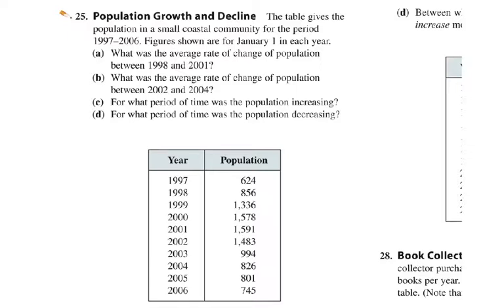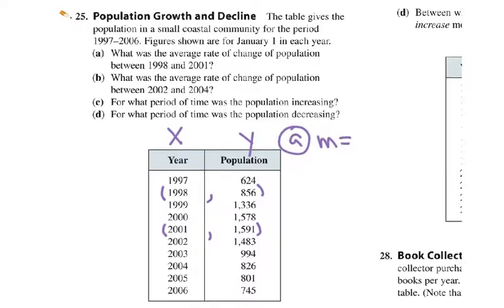So in this table, in general, x is years. In physics, you probably always put time on the x-axis of your graphs. A year is a measure of time. So our input is the year and our output is the population. So this table is written in ordered pairs. So we want to find the average rate of change between 1998, 856 and 2001, 1597.